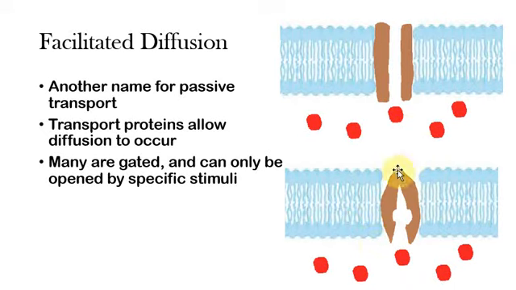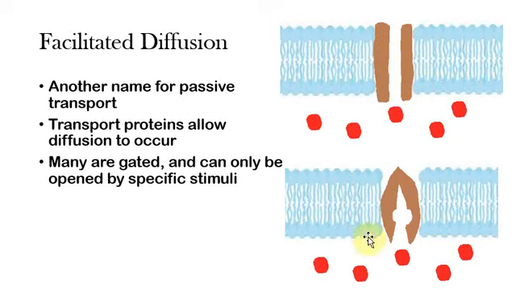So the important thing is that the carrier protein will allow the cell greater control over the diffusion of that solute, and the channel protein will actually not allow the cell that great of control.